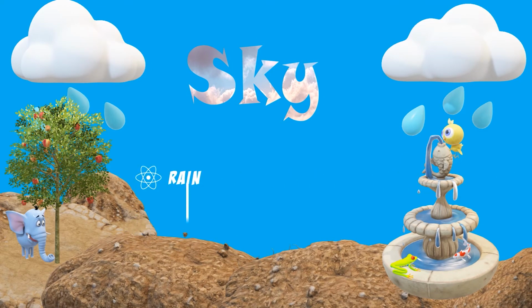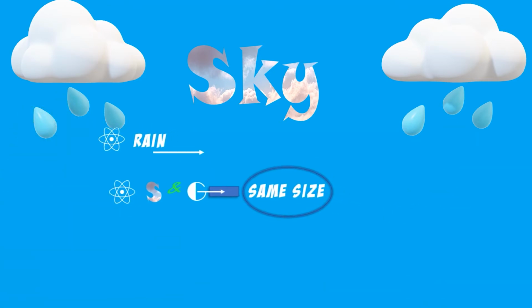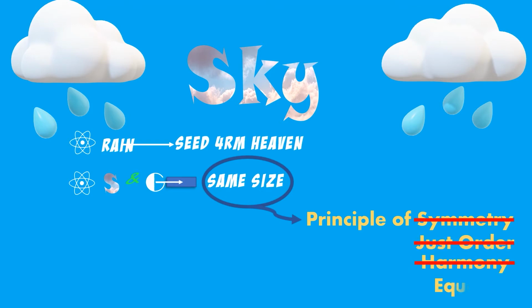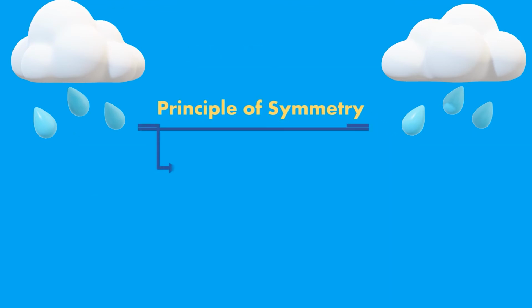Sky was born as big as earth to cover her on all her sides. There's an operating principle at play here. It's sometimes called the Principle of Symmetry. Just order, harmony, equality. You get the point. Because the separate parts of the world were thought to be of equal size.